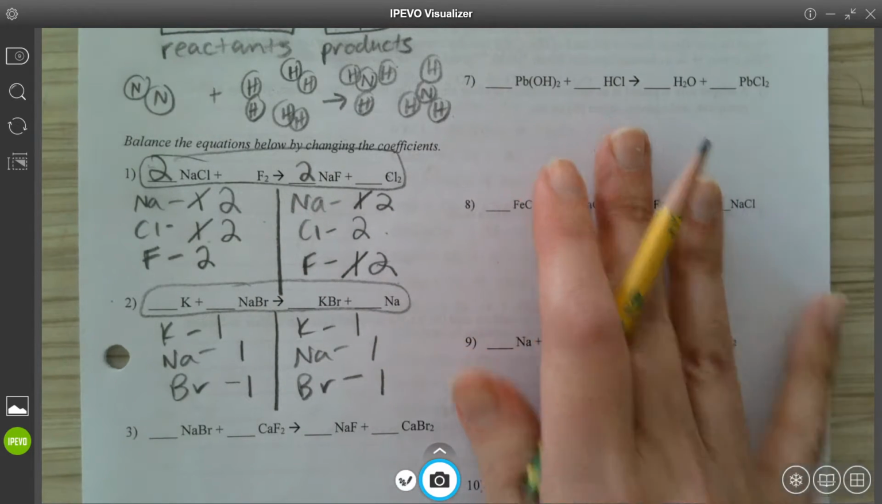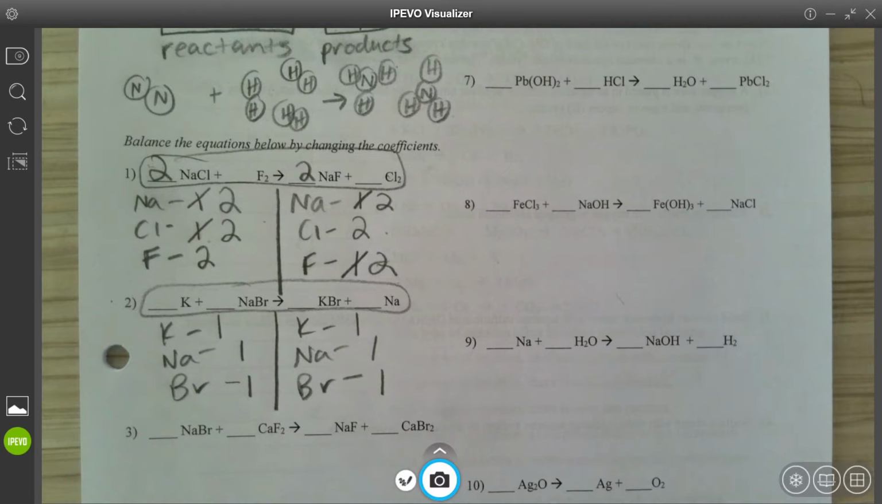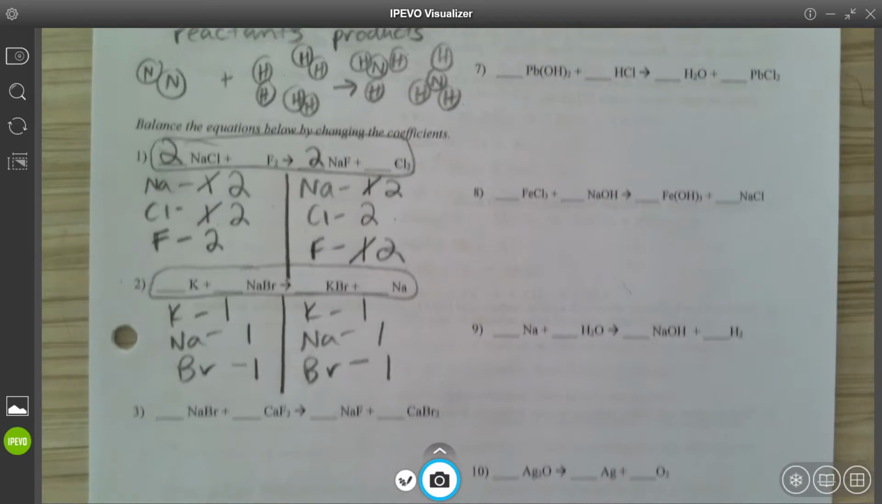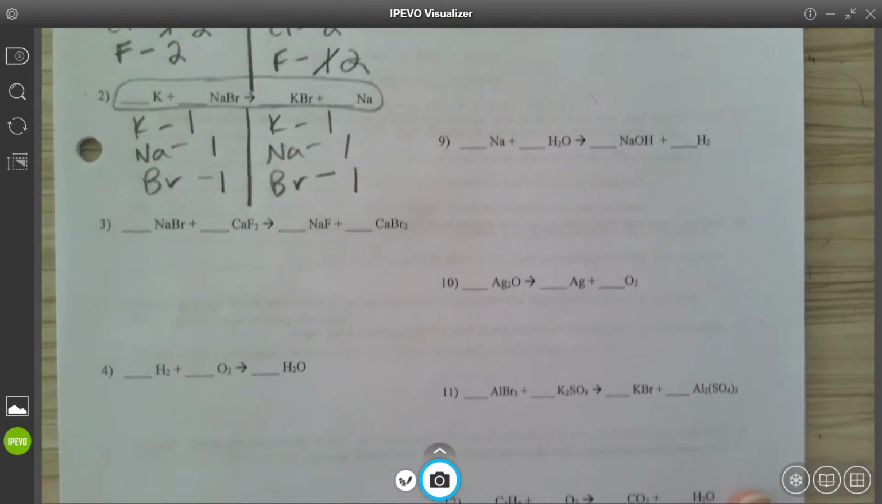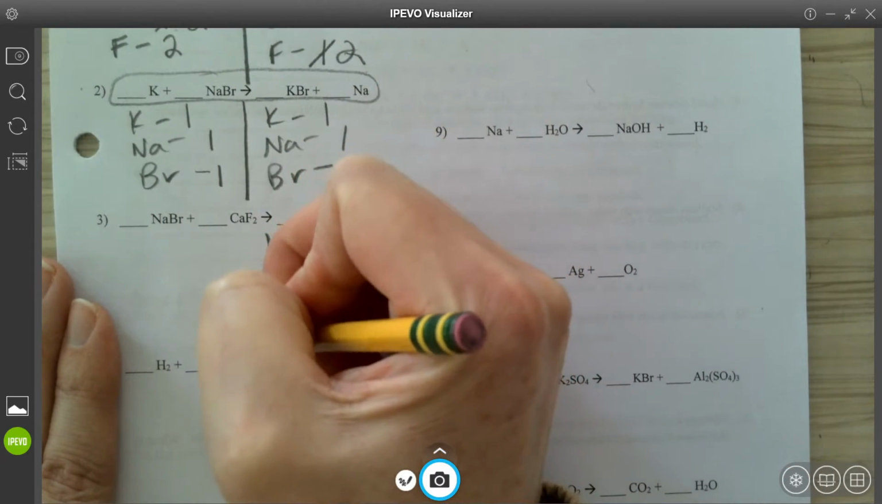So you take a stab at number 3, and feel free to move ahead. Just be sure you go in order, because they get progressively more difficult. Okay, feel free to move ahead, but be sure you go in order.